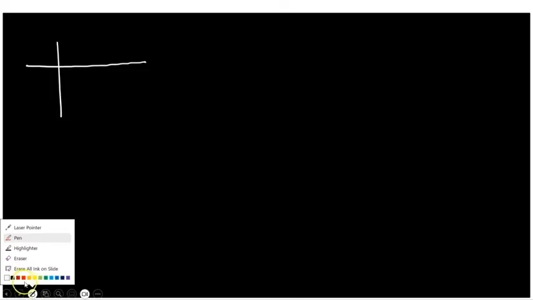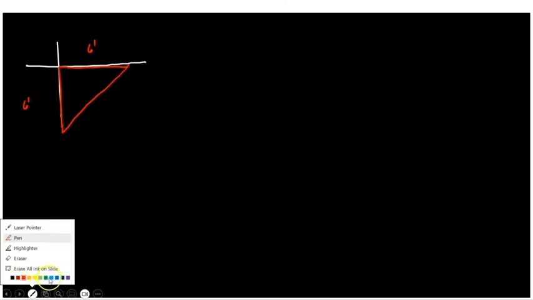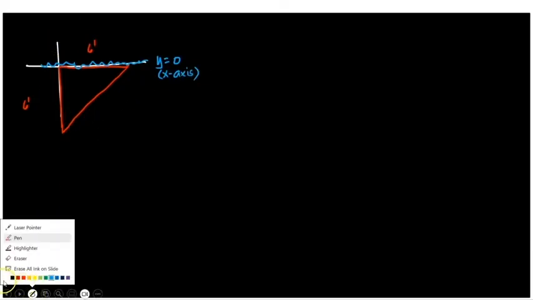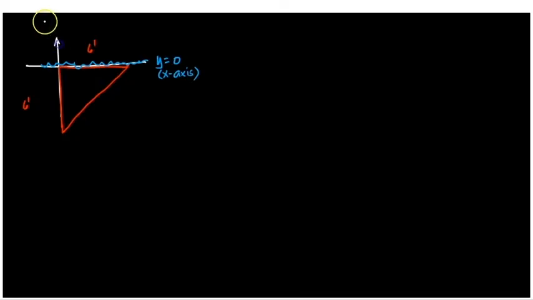So let's say I'll use a slab that is isosceles. So this one is 6 feet by 6 feet, and it's submerged in the liquid. And one of the legs is on the surface of the liquid. That's y equals 0, or again, the x-axis in this case. Let's use this as our y-axis.